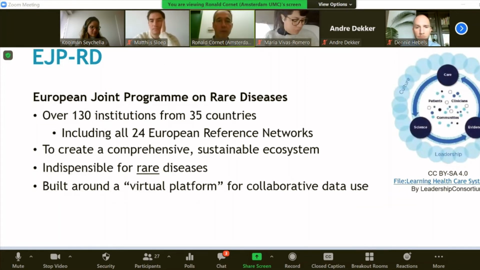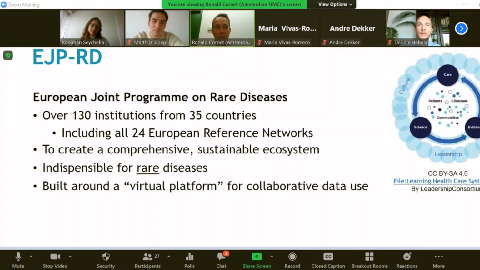The European Joint Programme on Rare Diseases is a large, if not a humongous European program involving 130 institutions from 35 countries. That also includes Canada, by the way. And the important thing is that it also includes all 24 European reference networks. I heard already mentioned in Matthijs' introduction the rare disease use case. And indeed, for rare diseases, being able to bring together and share your data is indispensable, because no group, no center has enough information to be able to really learn from those data.